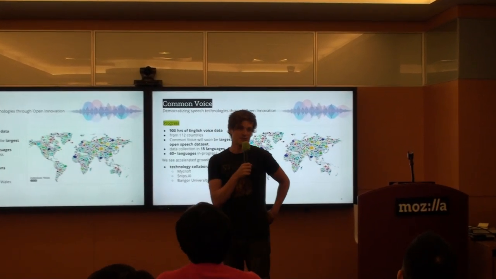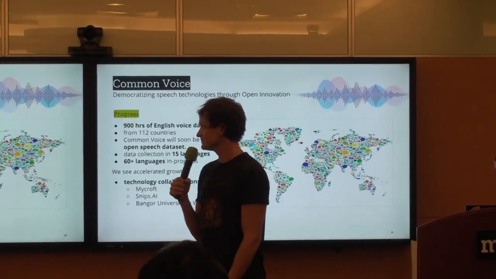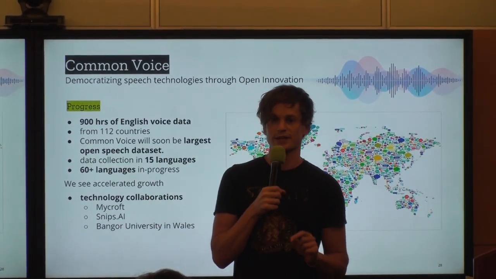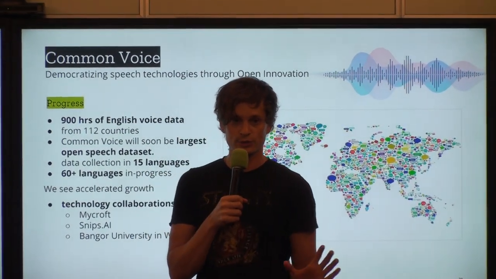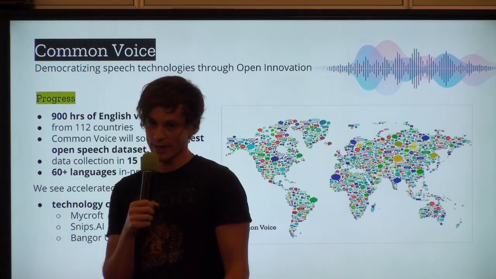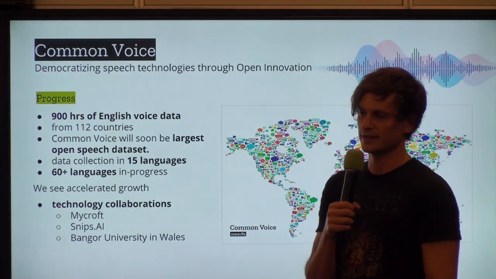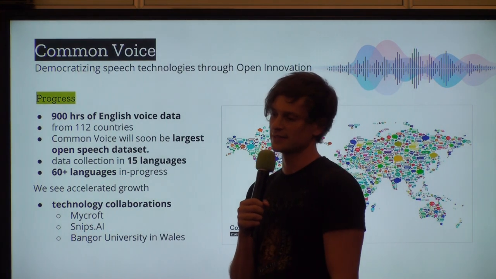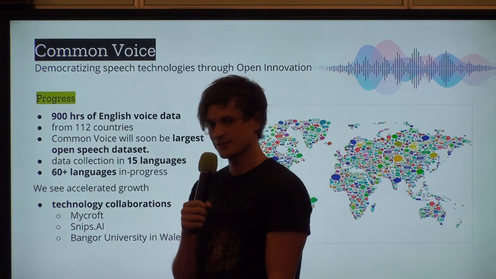Okay, so where are we now? We launched this project in July 2017. Since then, we've collected 900 hours of English voice data from 112 different countries. This 112 countries is an important metric because not only do we need a lot of people, but we need a diverse amount of accents, of ways of speaking, because we want to be able to understand anybody and how they speak. And for English particularly, there are people from all over the world who speak English in very different ways.